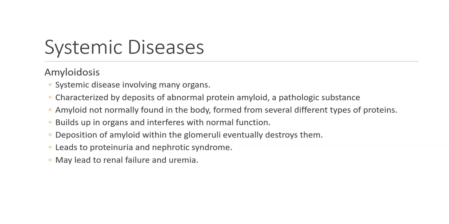Amyloidosis is a systemic disease involving many organs, and it's characterized by deposits of an abnormal protein called amyloid, which is a pathologic substance to the body. Amyloid is not normally found in the body. It's formed from several different types of proteins. Unfortunately, these are deposited and build up in organs and will interfere with their normal function. The deposition of amyloid within the glomeruli will eventually destroy them. This will lead to proteinuria and nephrotic syndrome, and it may lead to renal failure and uremia.